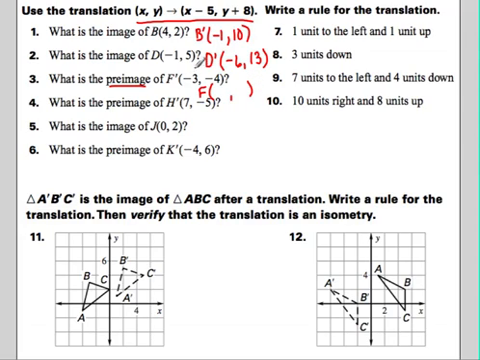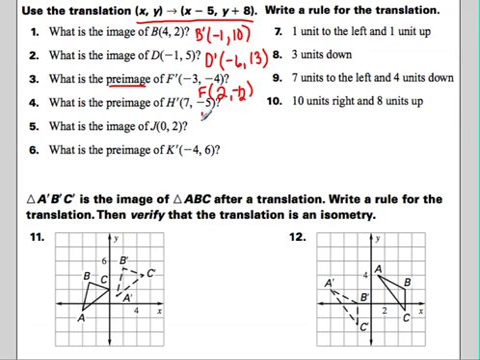So for F, instead of taking -3 minus 5, we're going backwards. So -3 plus 5 would give us 2. -4 minus 8 would give us -12. So we do the opposite operation up here in order to get from the image back to the pre-image. And notice the pre-image is always just F, the capital letter, and the image is always the capital letter with a prime, pronounced F prime.